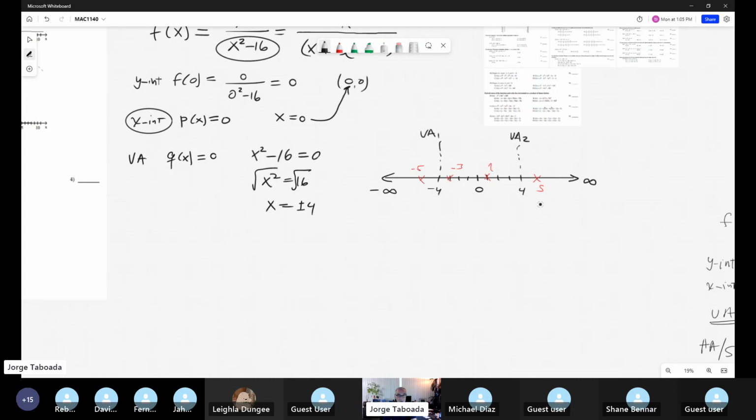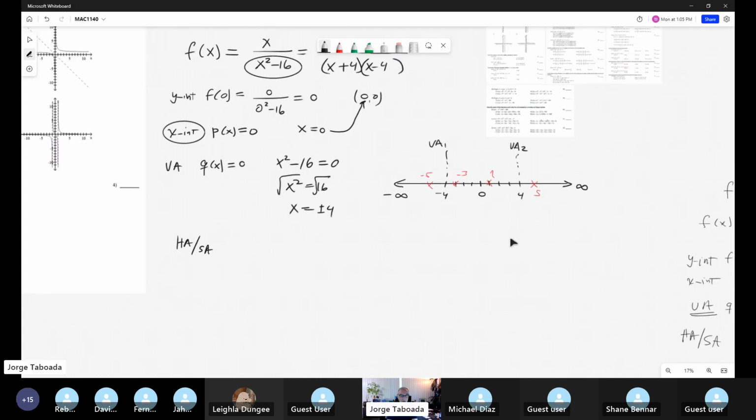Okay, so now let's move on to the horizontal or slant asymptote. Remember, to determine that you are doing the famous analysis of degree. The degree of the polynomial in the numerator is 1, linear. The degree of the denominator is 2, quadratic. When the degree of the denominator is bigger than the degree of the numerator, yes, we have a horizontal asymptote, a special one, y equals 0.